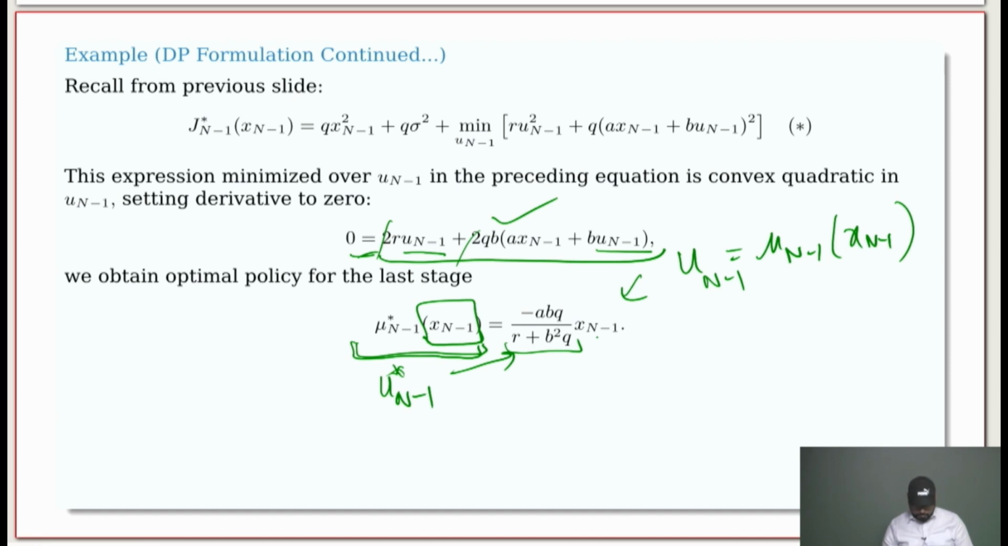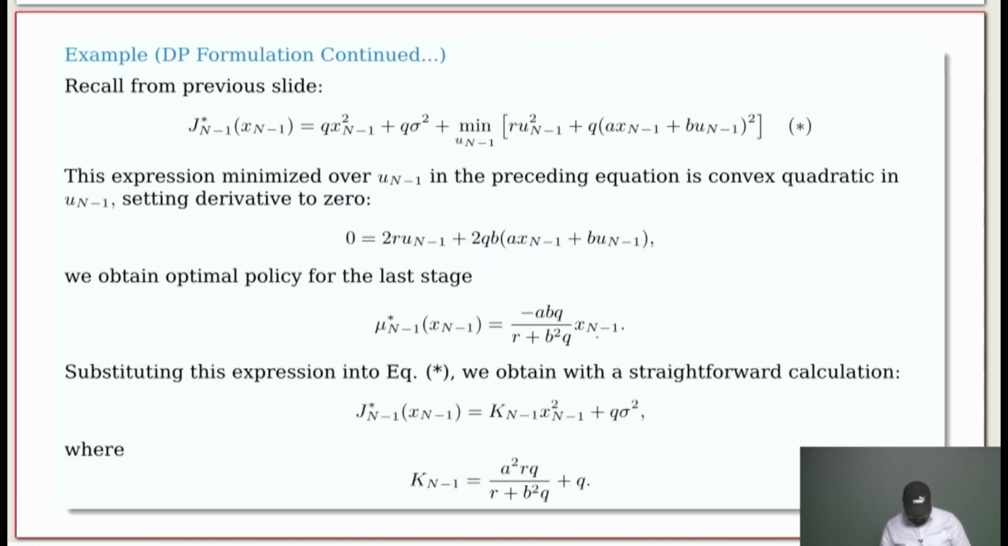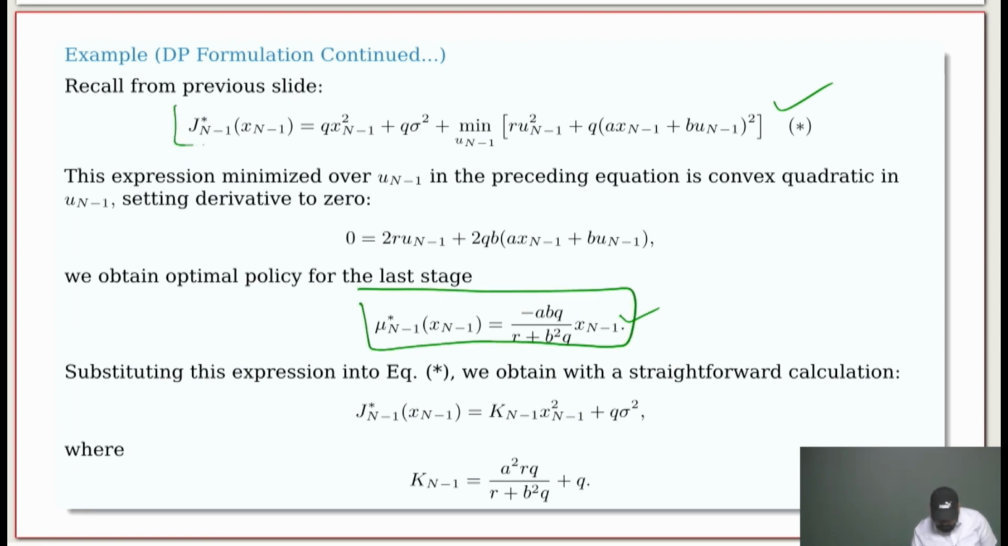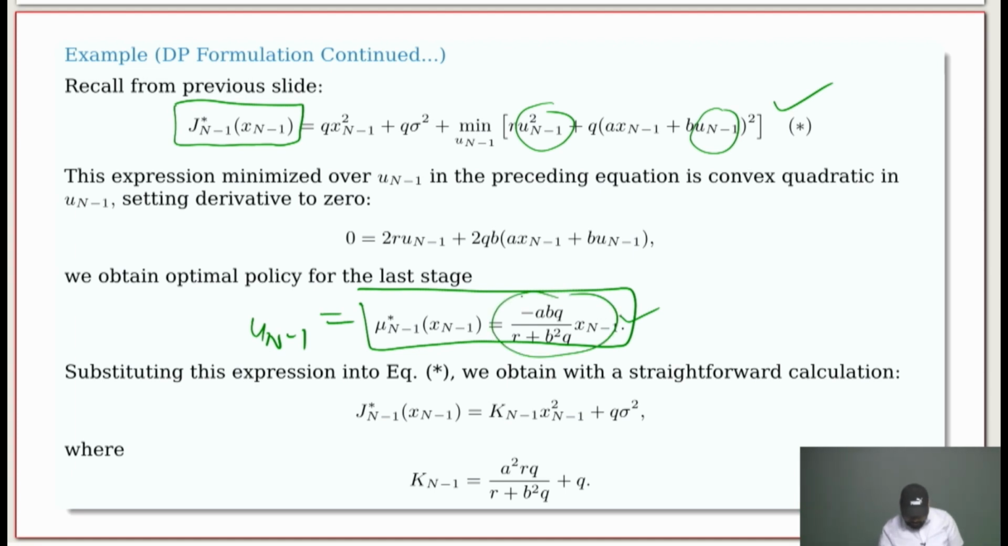And unlike Tetris, where we will never be able to write a closed form like this, it's so complex, right? So then we substitute this in the equation here. What we found is the optimal policy, but we are looking for the optimal cost. So obviously we will substitute this everywhere we had u_{n-1}. We substitute this expression for u_{n-1} everywhere, and then see what we get.